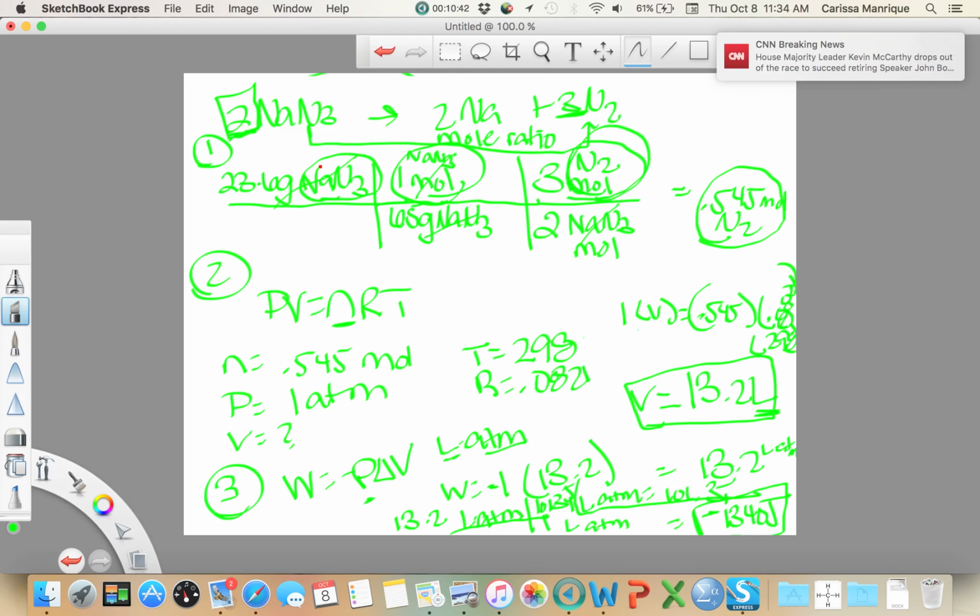Okay, so just do it step by step. Step 1, find your moles. Step 2, you do PV equals nRT. And step 3 is whenever you actually plug it in. So steps 1 and 2 are from previous chapters. That's why they give you the tutorial. And then step 3 is your actual chapter 6 part of the problem.